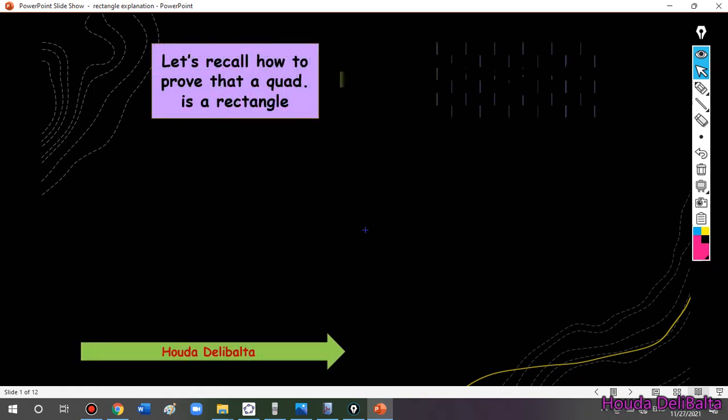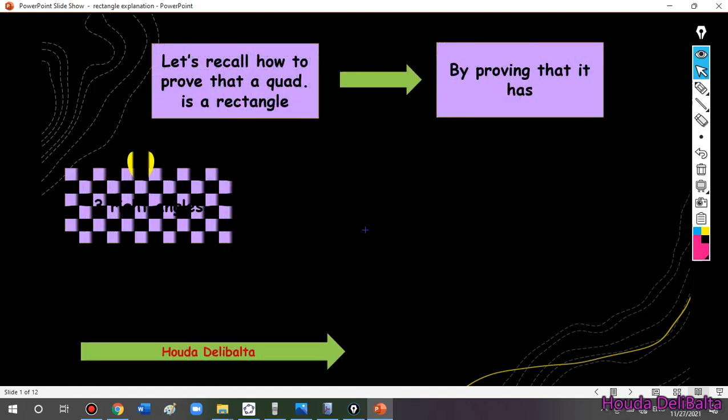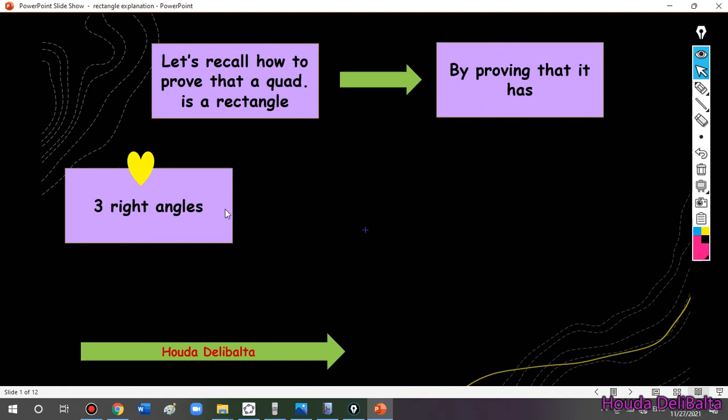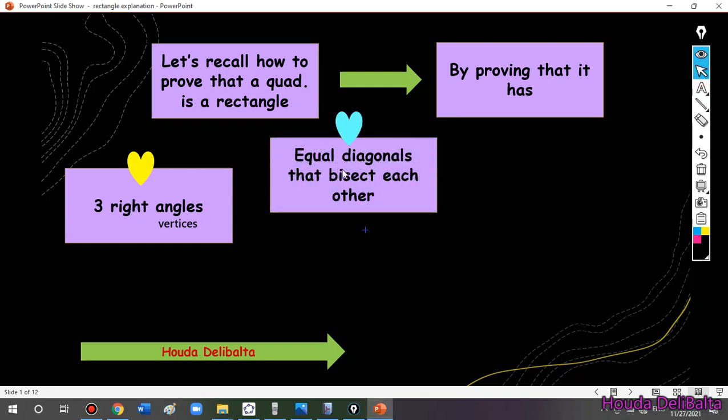So to prove that a quadrilateral is a rectangle, we can prove that it has three right angles. Three right angles are enough. You don't need to prove that the four angles are right, because whenever three of the angles are 90, 90, 90, the fourth is too. So we can prove three right angles or three right vertices. That's according to the angles. Now, according to the diagonals, the diagonals should be proved equal and bisect each other at the same time.